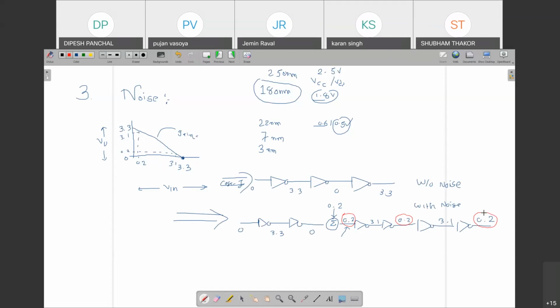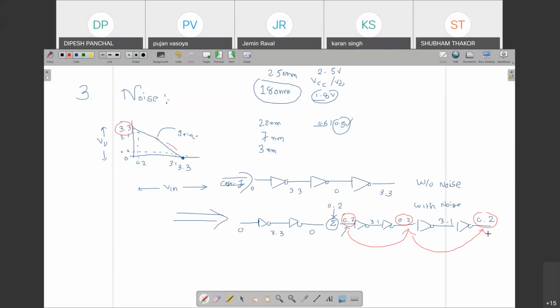Noise also propagates. See, very important sentence. If you have an inverter graph like this, as you rightly said, this is an inverter. If the inverter graph is like this, noise also propagates. Are you getting this sentence? Yes, sir.